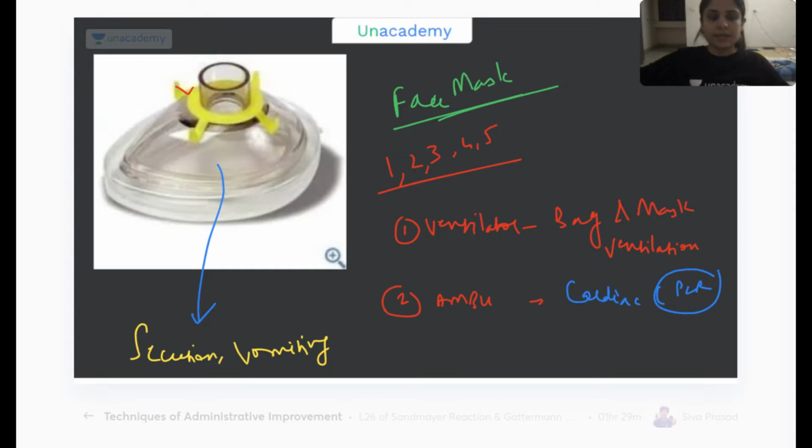All right. Any problem that the mask can cause, any disadvantages of a mask, can it cause any pressure related issues? If you hold the mask too tightly, it can cause break of the nasal septum.